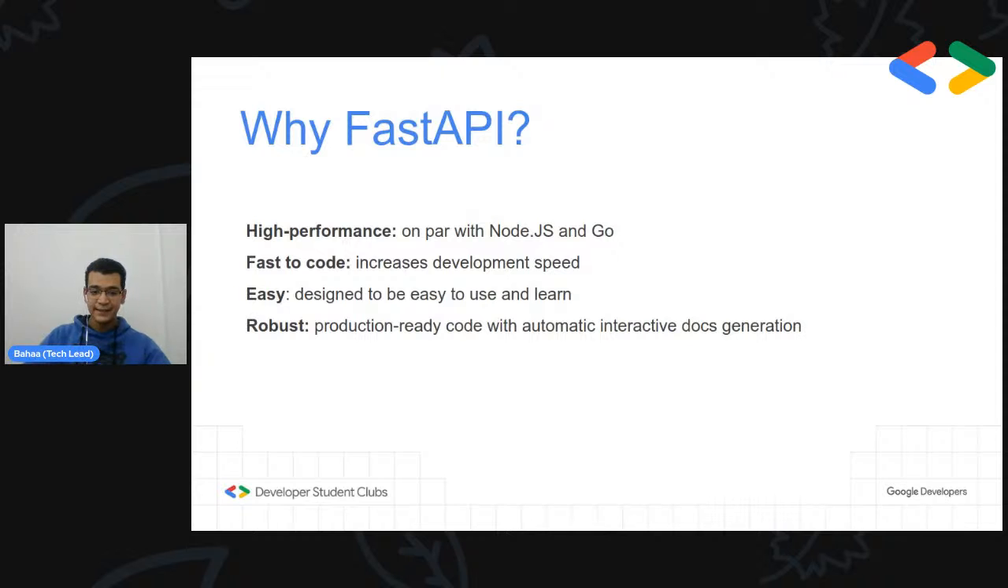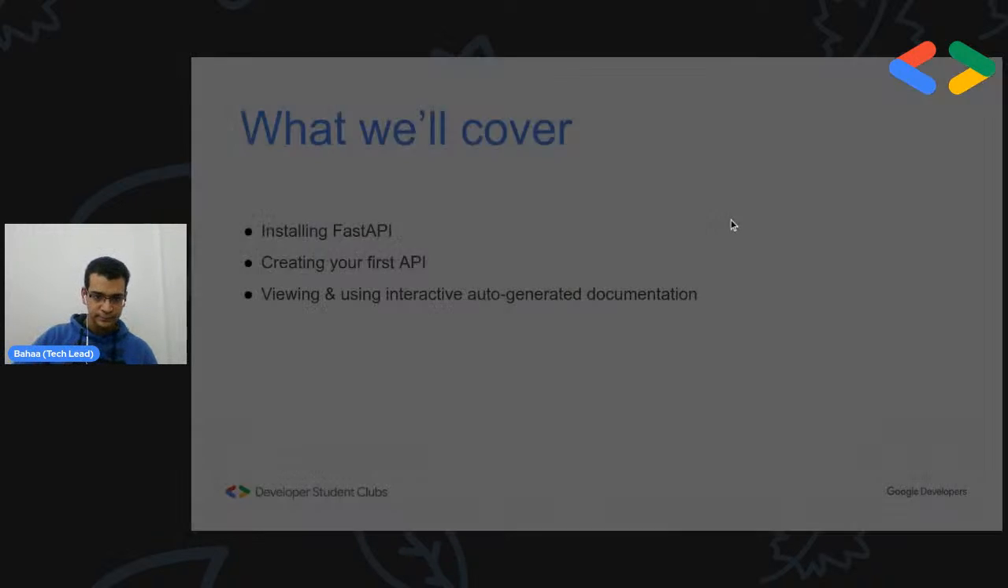It's also designed to be easy to learn. So if you're new to this or you haven't done any web-based stuff before, you're completely fine. Just follow along. And it's also not a toy. FastAPI is production-ready, so you can make production-ready code with it. It also generates interactive documentation automatically, which we're going to be looking at tonight.